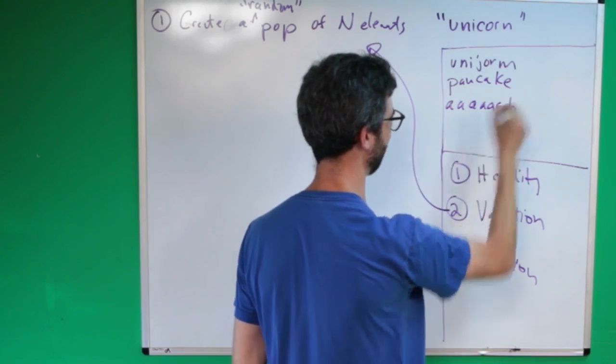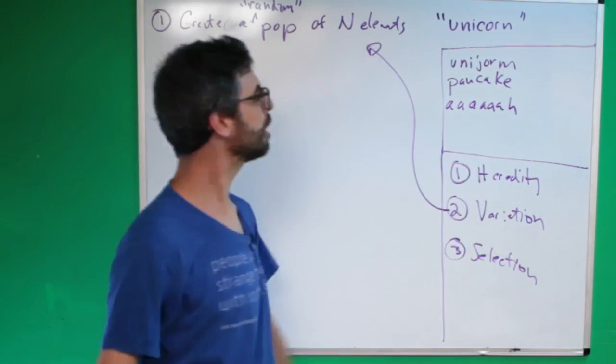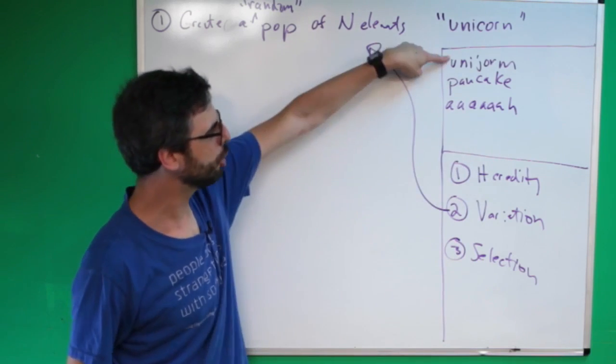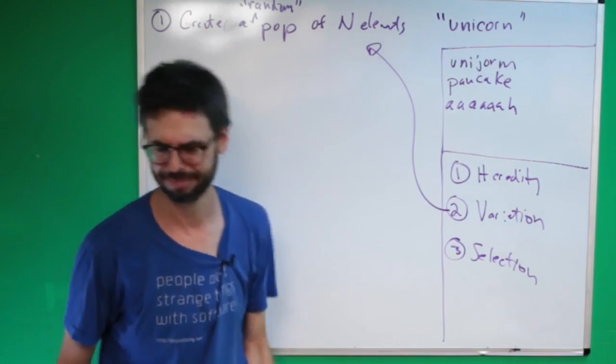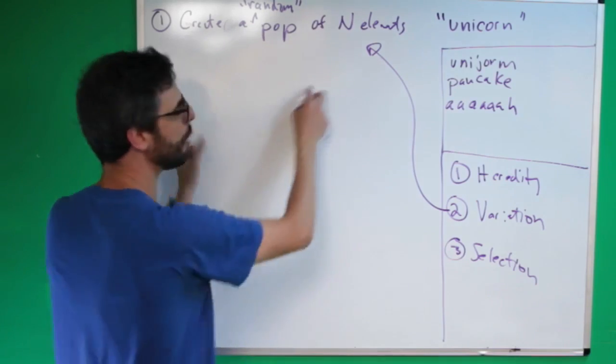This is really much harder than I thought it would be. I think that might have two. Anyway, so you get the point, right? This could be our population. Unijorm, pancake, and boy, I'm doing. So this is a population that has variation.